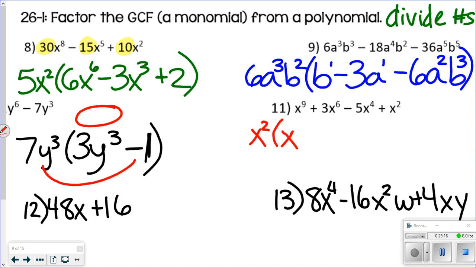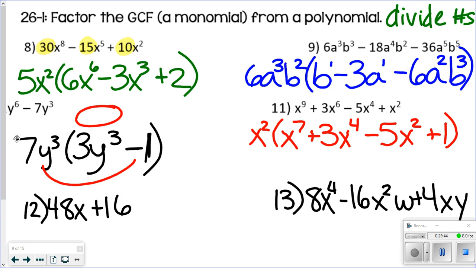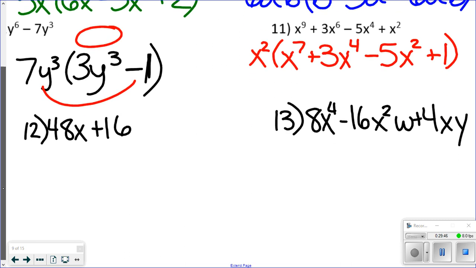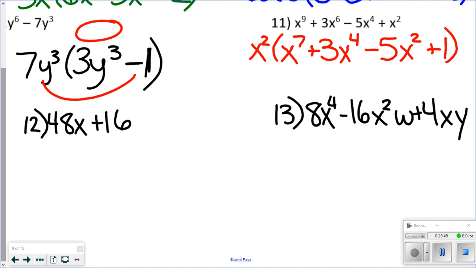So x, 9 minus 2 is 7. I need to leave the 3 because I'm not dividing it out with anything. X, 6 minus 2 is 4. Leave the 5. X, 4 minus 2 is 2. Plus, and then x squared divided by x squared is 1. So I started with 4 terms. I need 4 terms inside my parentheses. And again, you can always distribute back through to check your work.